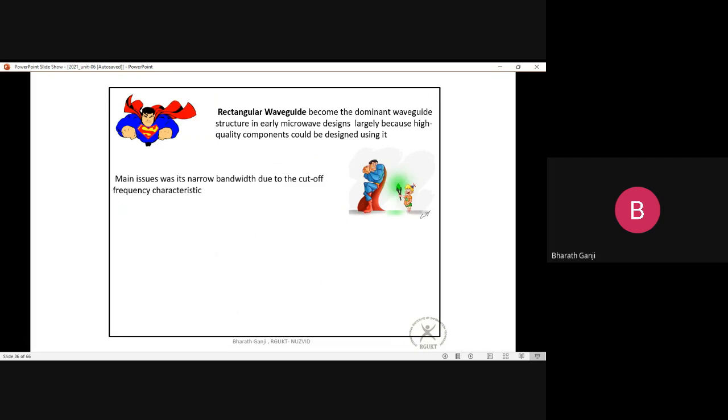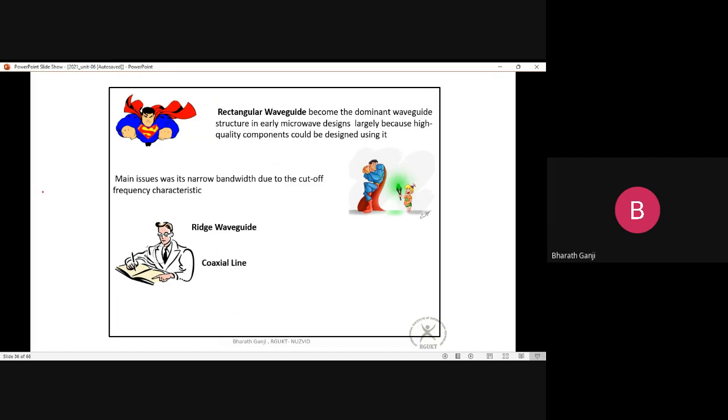The issue with the rectangular waveguide is the narrow bandwidth which you get due to the cutoff frequency characteristics. If you want to operate it over a very wide bandwidth, the problem is higher order modes will also come into the picture. So usually the problem with rectangular waveguides is the bandwidth which I get. In order to overcome this, people went on to use ridged waveguides.